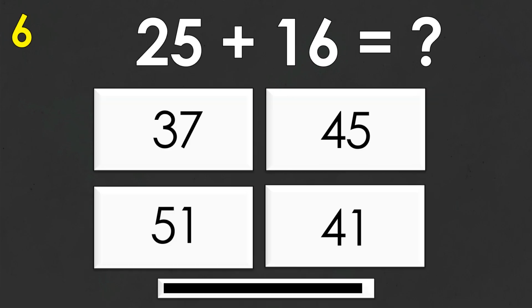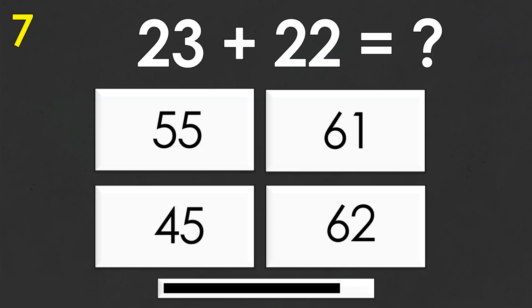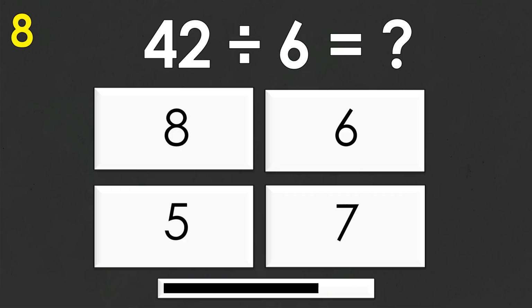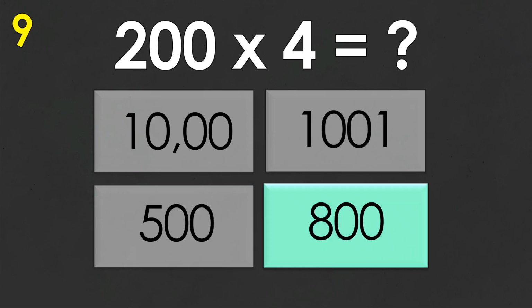62 plus 7. 69. 25 plus 16. 41. 23 plus 22. 45. 42 divided by 6. 7. 200 into 4. 800.